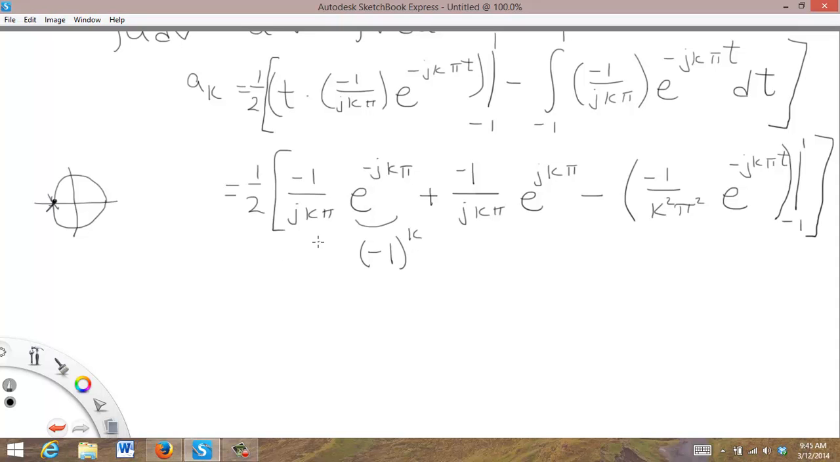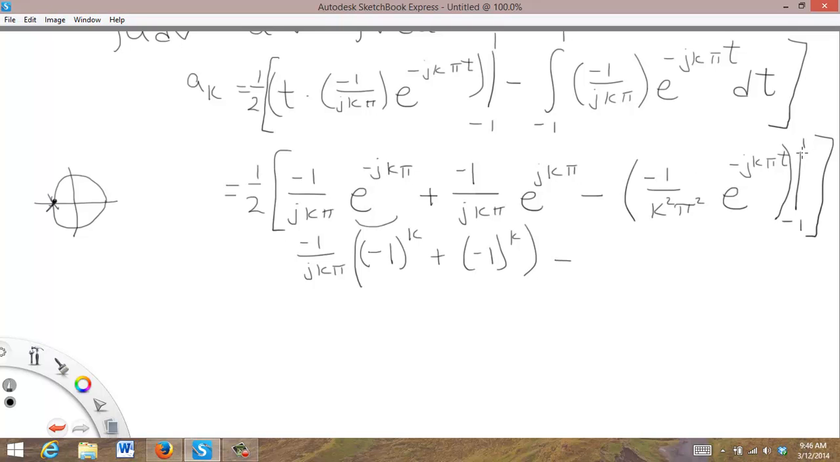And we have the minus 1 over j k pi in front. And I'm going to put a parentheses around this because I have the same thing here and here. Plus minus 1 to the k. They're the same. So they add. So I could just put 1 here, and I'll put a 2 out here eventually. Alright, now the second term.